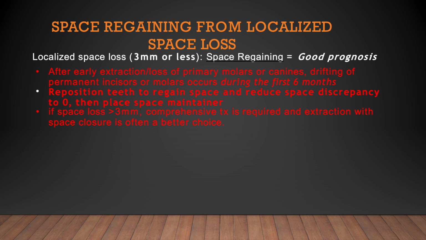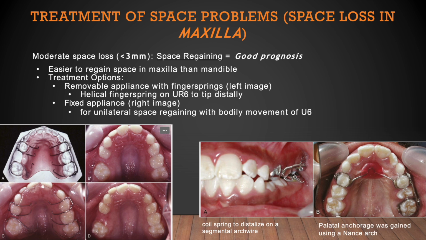Now, space regaining from localized space loss. With localized space loss of 3 millimeters or less, there's a good prognosis to regain the space. After early extraction or loss of primary molars or canines, drifting of permanent incisors or molars occurs during the first 6 months. So you want to reposition the tooth to regain this space and reduce the discrepancy to zero first, and then place the space maintainer. If the space loss is over 3 millimeters, then comprehensive treatment is usually required, and extraction with space closure is often a better choice.